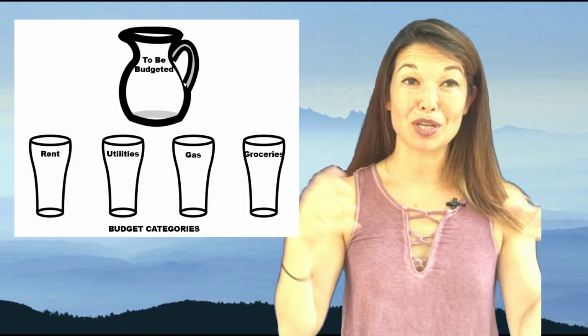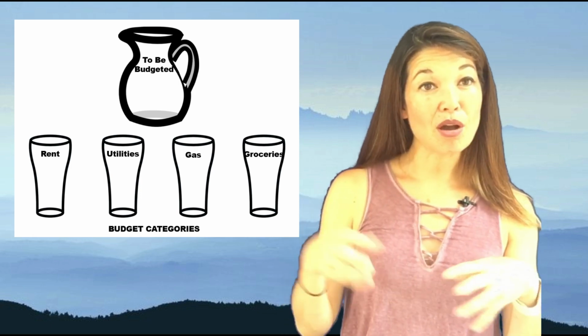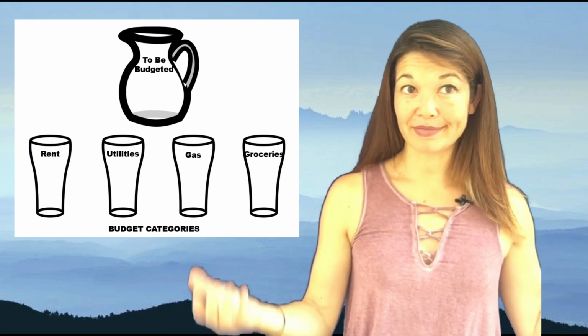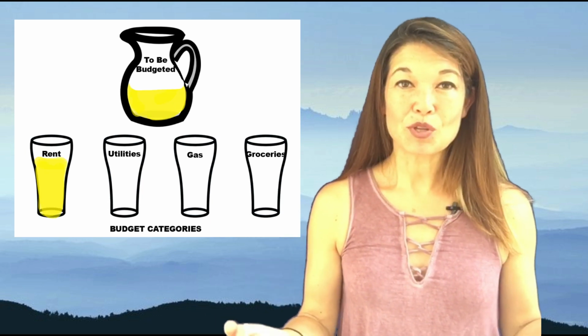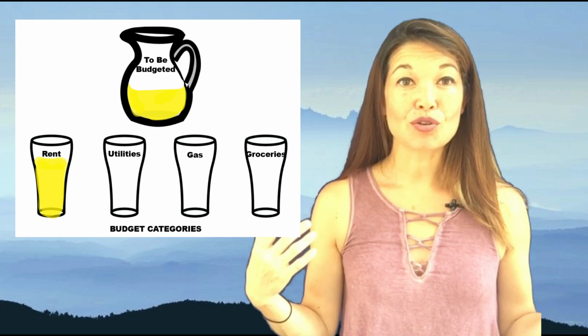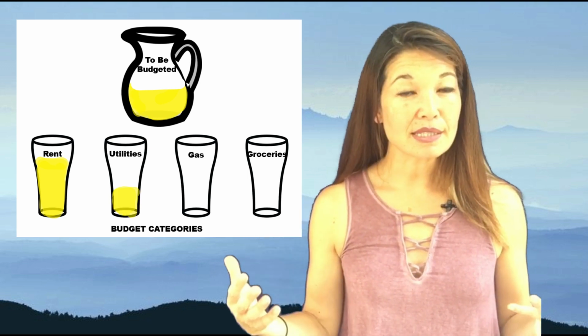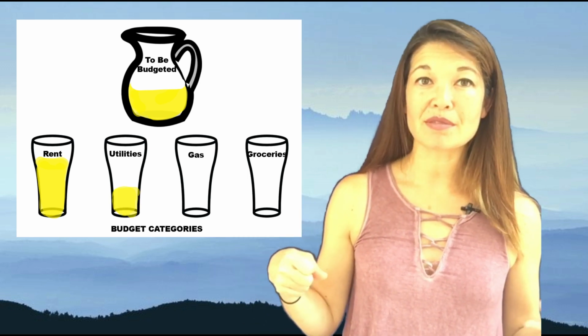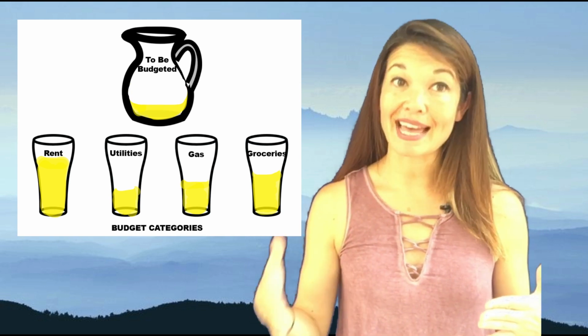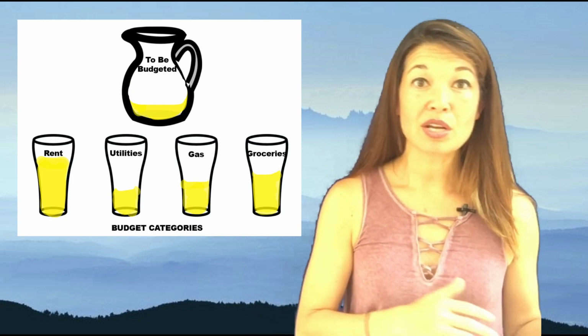I like to think of the to be budgeted fund as a big pitcher. Then your budget categories are a bunch of drinking glasses that need to be filled with, let's go with lemonade. So your rent cup needs a lot of lemonade since it's $1,000 a month. Your utilities cup needs a little less since that's only about $200 a month, etc. Your job is to fill up each cup with enough lemonade to last it through the month. Not too much, not too little.